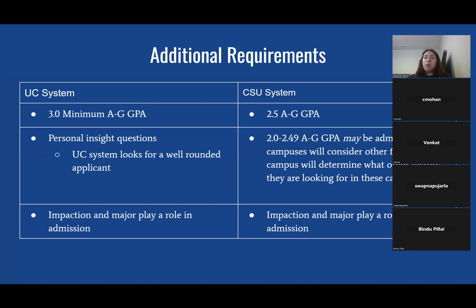There are obviously supplemental materials that they will want if you have that lower GPA. Or if they need students to come to their school, they might make some exceptions. So that is all up to their admissions departments. Impaction and major also play a role in those campuses.